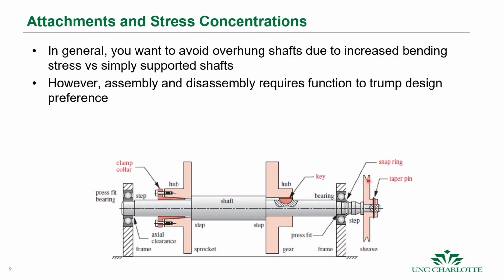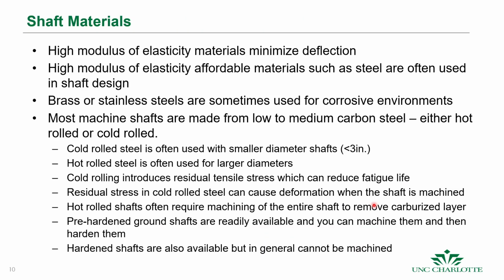Okay, and when we have to make those trade-offs, we would try to minimize the bending moment by making the overhung portion of that beam as small as possible. Okay, and here's just an example where we'd have a V-belt pulley sheave here that has to be removed.